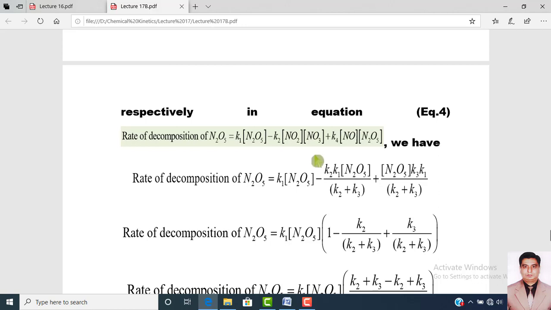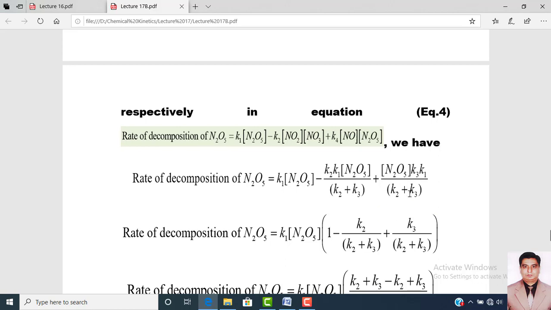So if we put the values of nitric oxide and nitrogen trioxide in this equation number 4, then you can say that the rate of decomposition of N2O5 is equal to K1 into N2O5 minus K2 K1 N2O5 divided by K1 plus K2 plus N2O5 into K3 K1 divided by K2 plus K3, because here we have put the values of NO and NO3.